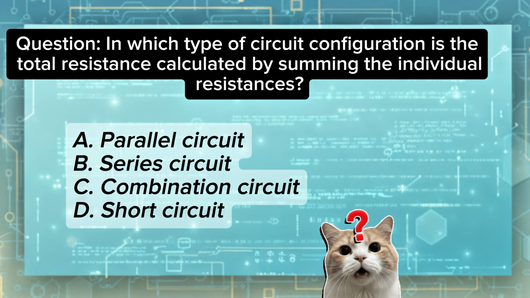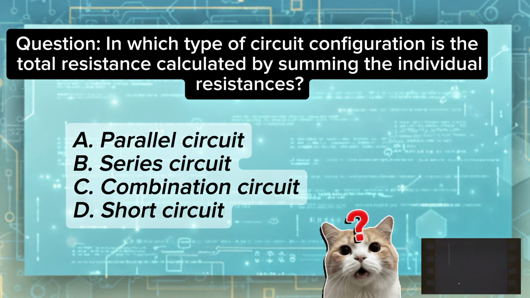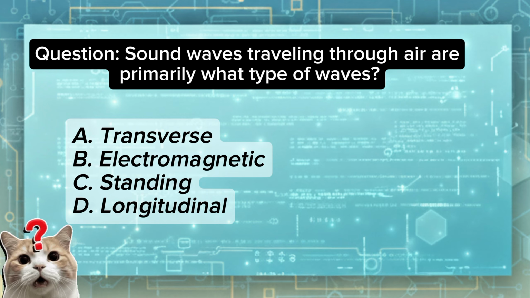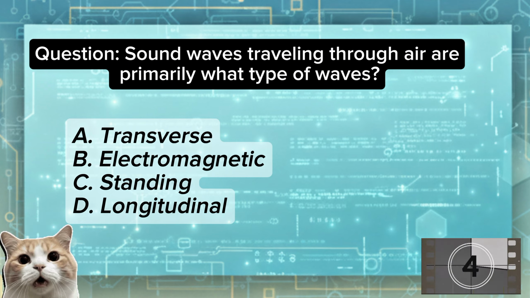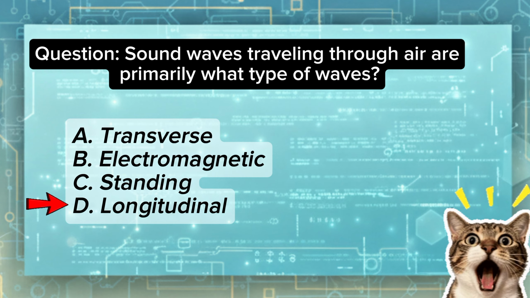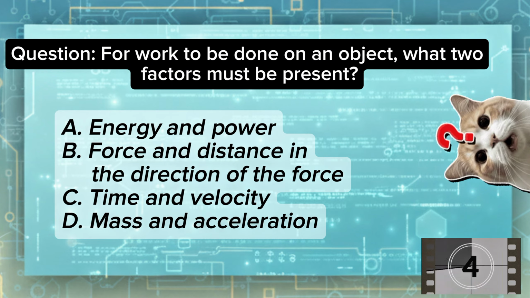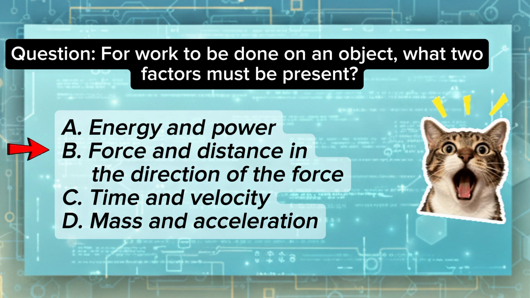In which type of circuit configuration is the total resistance calculated by summing the individual resistances? Answer: series circuit. Sound waves traveling through air are primarily what type of waves? Answer: longitudinal. For work to be done on an object, what two factors must be present? Answer: force and distance in the direction of the force.